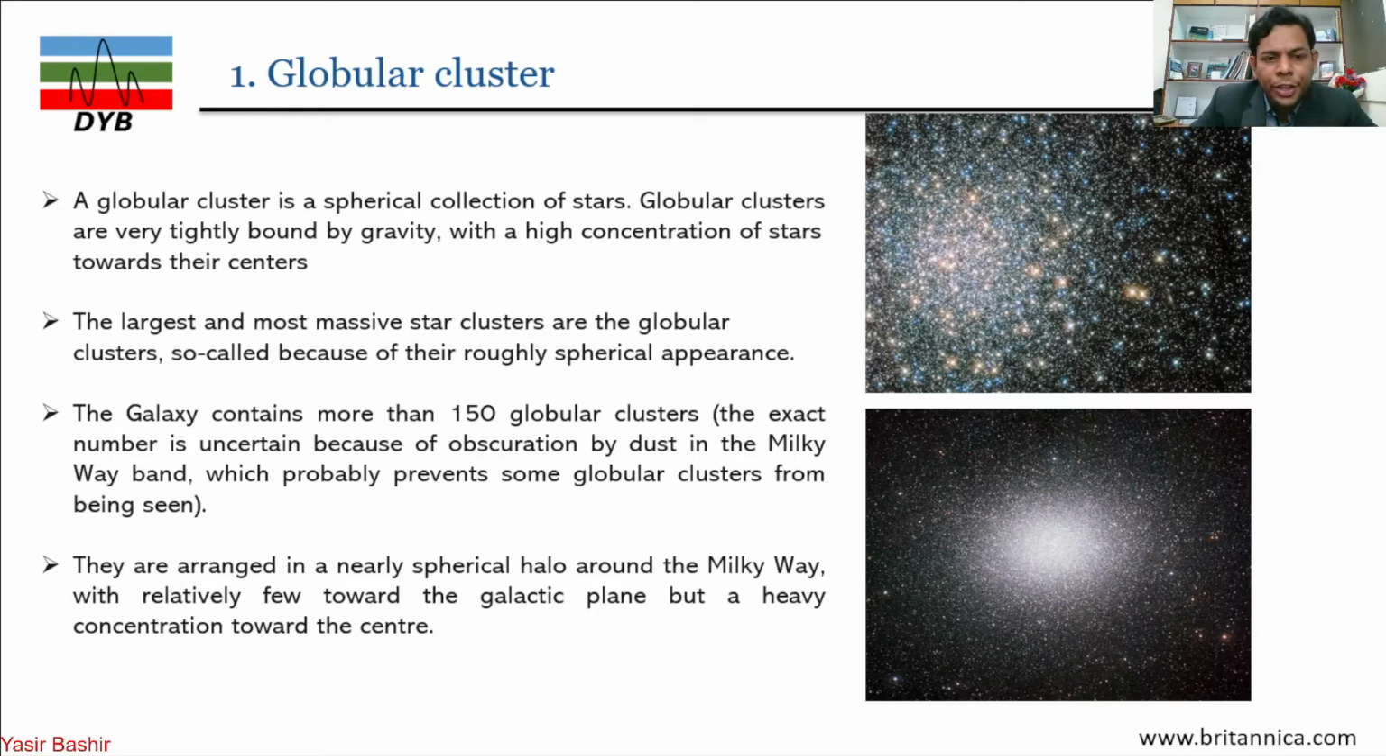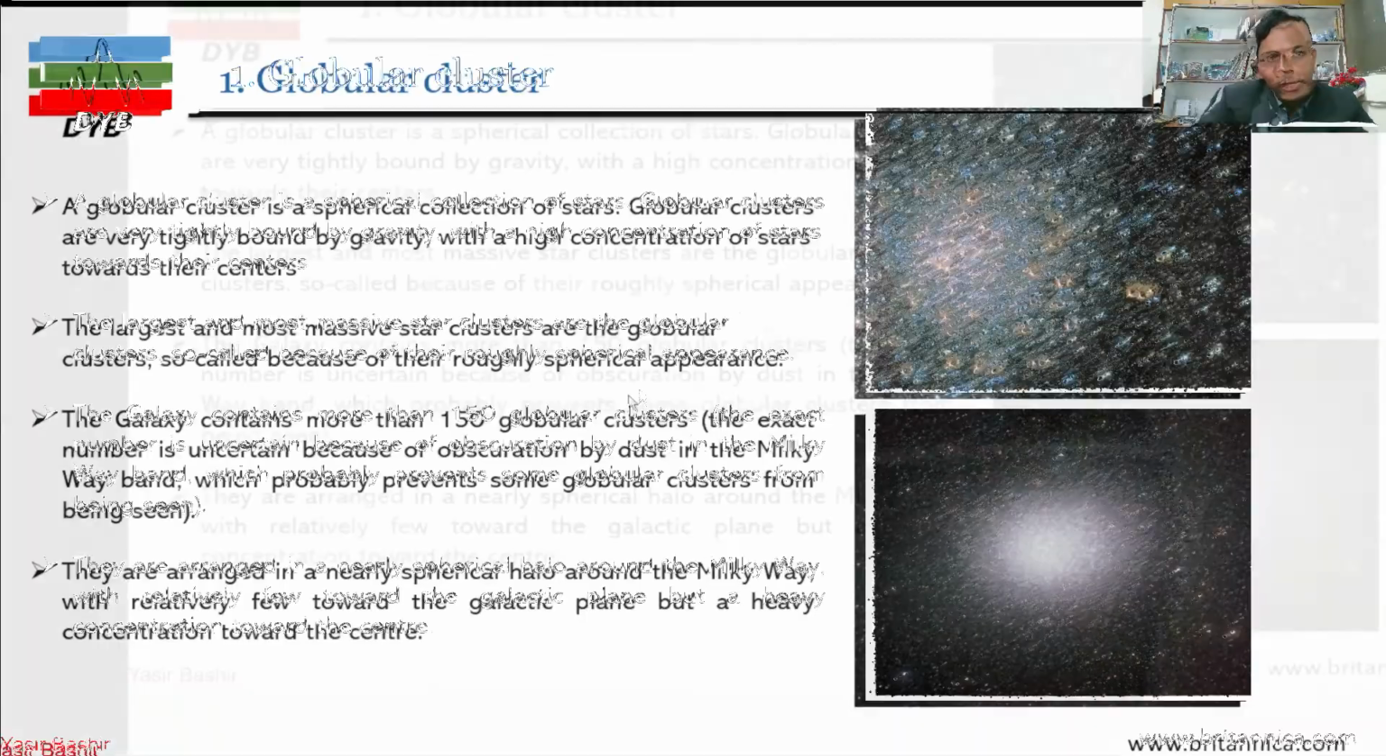And they are arranged in a nearly spherical halo around the Milky Way, with relatively few towards the galactic plane, but a heavy concentration toward the center. So you can see this is a big picture of these globular clusters. 1, 2, 3, and so on. If you look closely into a globular cluster, it actually looks like this one.